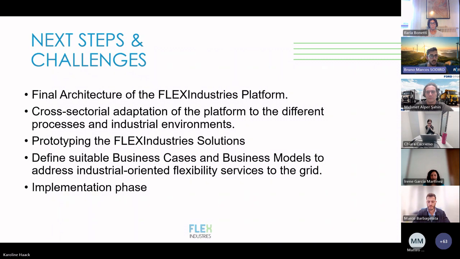So there's a great input that we cover a whole spectrum of 7 different industries. We are entering the prototyping phase of the solutions, and as you know, we've been talking about the definition of business cases and business models to address the industrial-oriented flexibility service to the grid, and to see how they are compatible and how they can be coordinated with the players on the market is a challenge that could be interesting to explore with other projects in the future. And we also enter the implementation phase, which is a very challenging phase, and of course it will include a great effort from partners. So it's a whole presentation for the project.